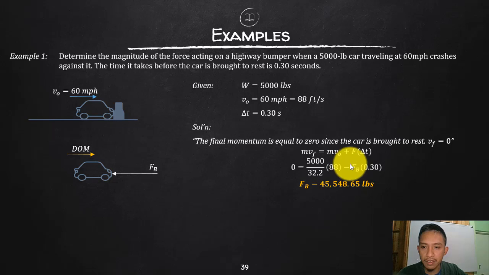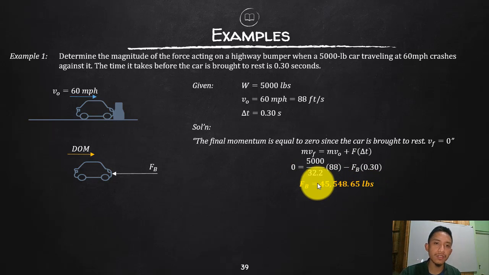Therefore, this will make it minus F sub B, and your change of time or your time interval is 0.3 seconds. So substitute that one. Then you have your equation with only F sub B to be the unknown. This will go positive. Divide both sides by 0.03. You will end up with 45,548.65 pounds. So what does that mean?